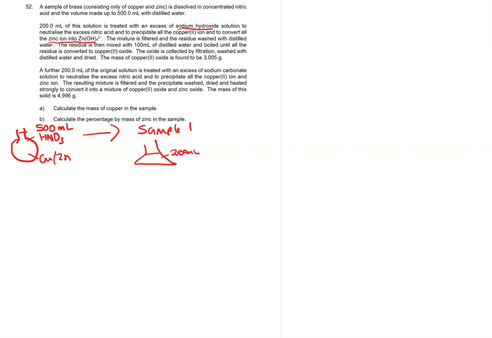So in sample 1, what's happening here is the copper ions undergo a precipitate reaction to produce copper hydroxide, which is then heated and converted to copper oxide. And we've got 3.005 grams. Now the zinc ions are still in solution. So this is allowing us to just find out how much copper is in this solution. So let's go through and do an example.